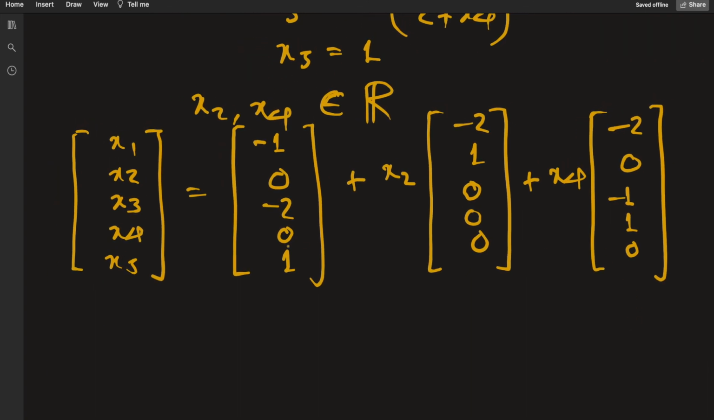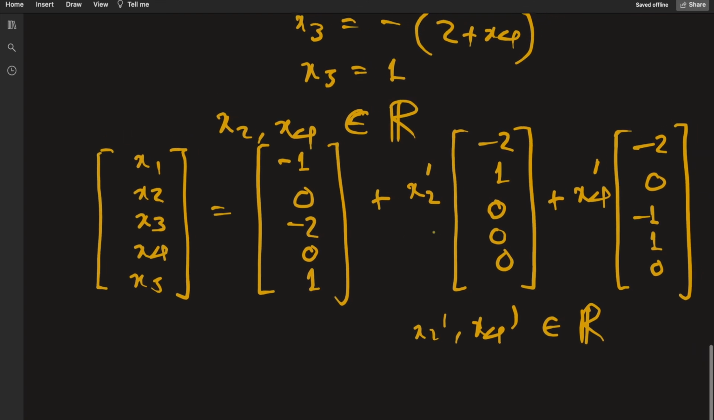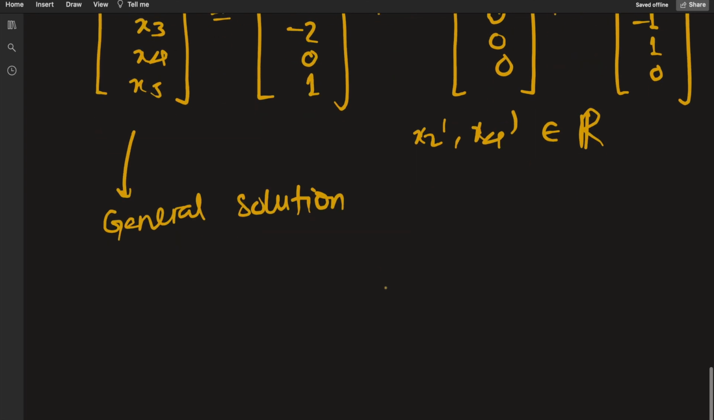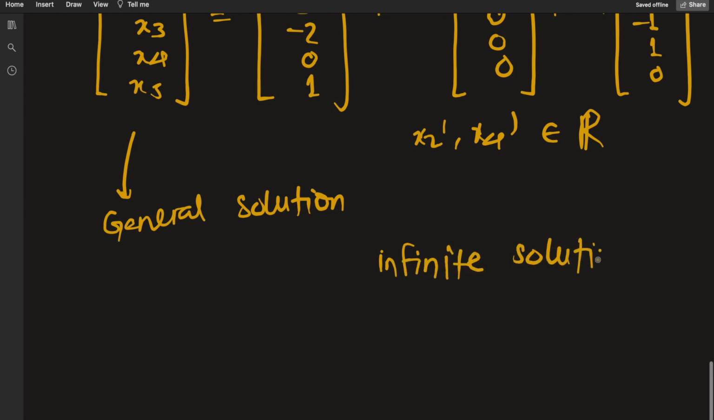That's the entire solution. For the sake of notation, I can call these x2 prime, x4 prime, because these are basically just scalar numbers, any real numbers. And this is the general solution for this system. It's so general that if you choose any x2 and x4 which are independent of each other, just any random numbers like square root 2 here and pi instead of x4, it's still going to satisfy this system. That's why this system has infinitely many solutions. Just choose x2, x4, you get the value.